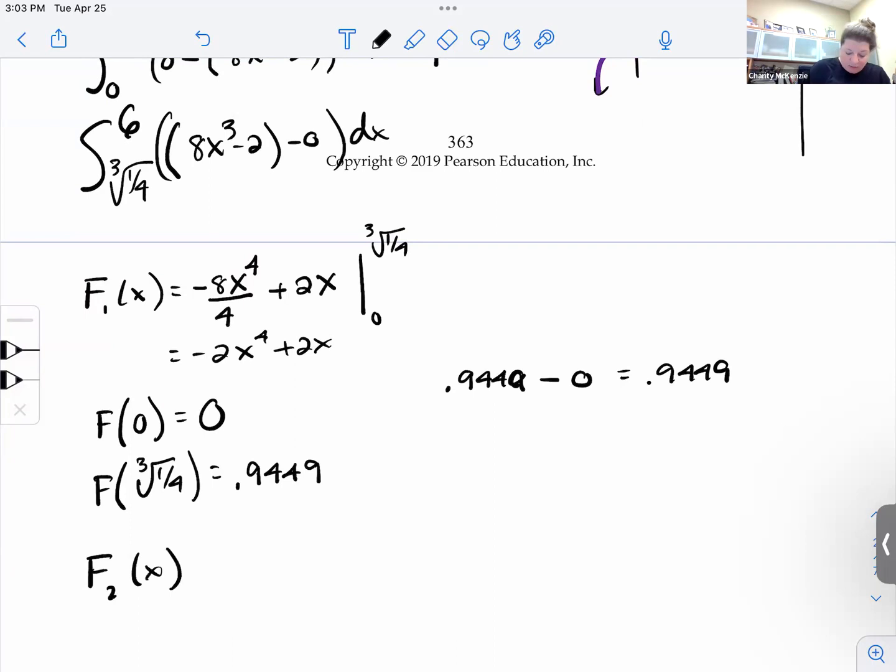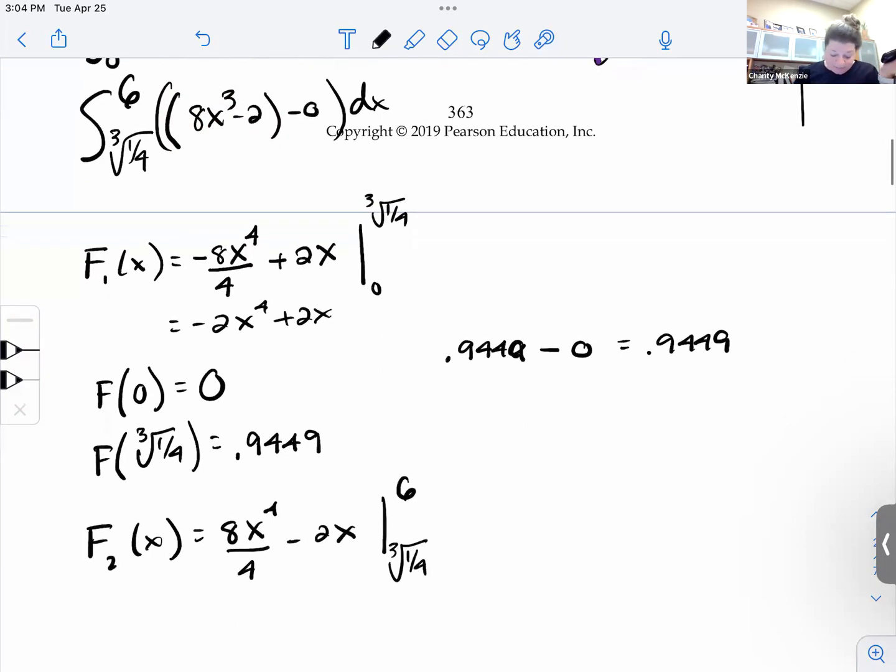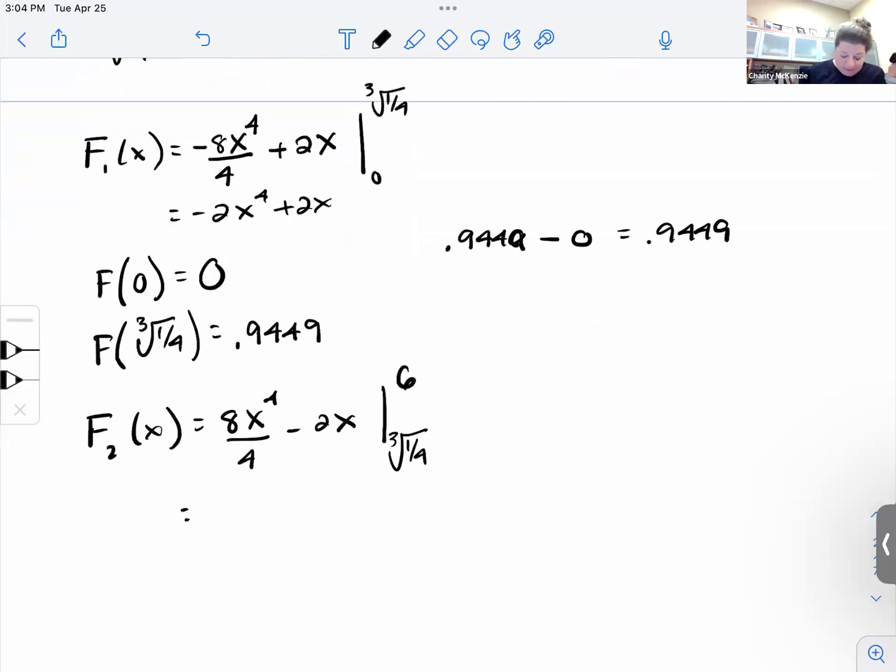So our second integral is right here, right? This is our second one, and it's 8x to the third minus 2. So when we do the antiderivative, you're going to have the 8x to the fourth again, divided by 4, minus the 2 becomes a 2x, right? And we're going to now evaluate this one from the third root of 1/4. So we're starting right where we left off, and then we're going to the 6th, the top number. Okay, so if we rewrote this one, it's 2x to the fourth minus 2x, and we want to put in our third root of a fourth.